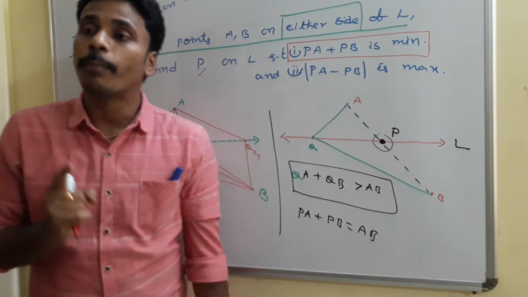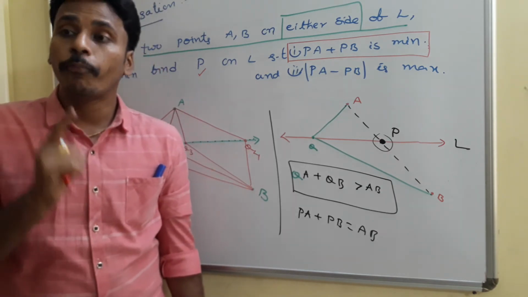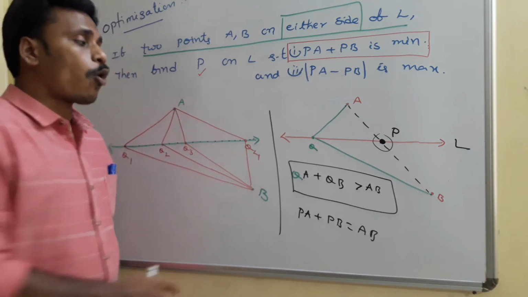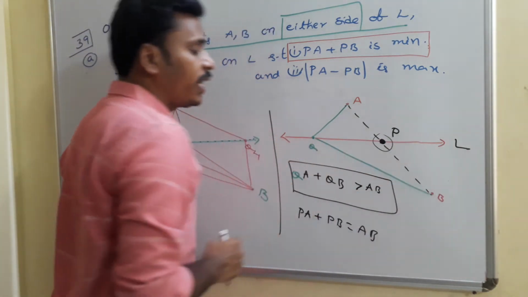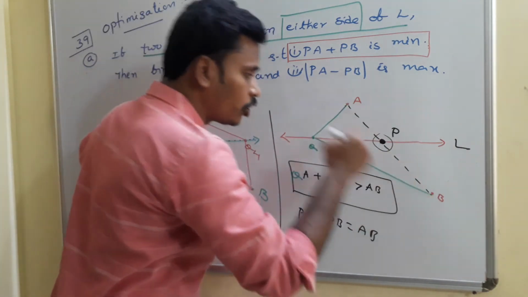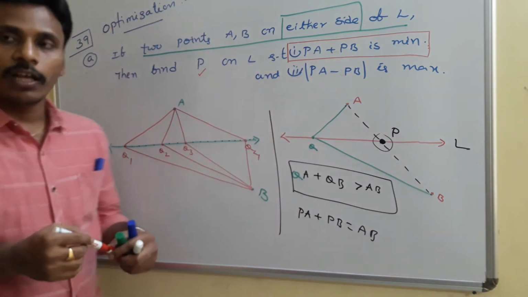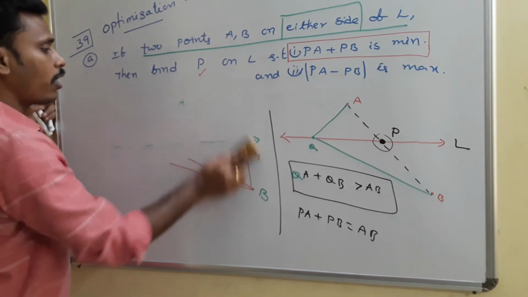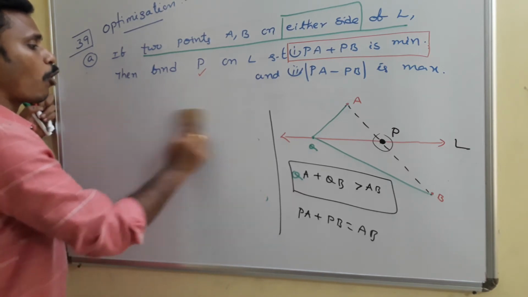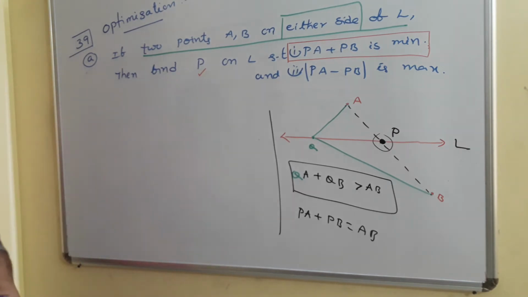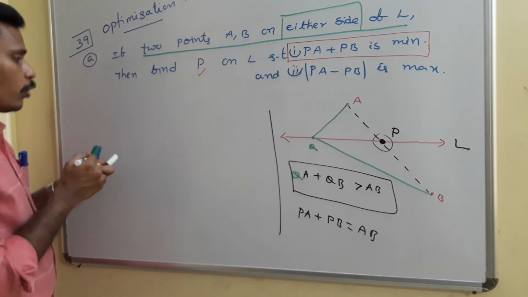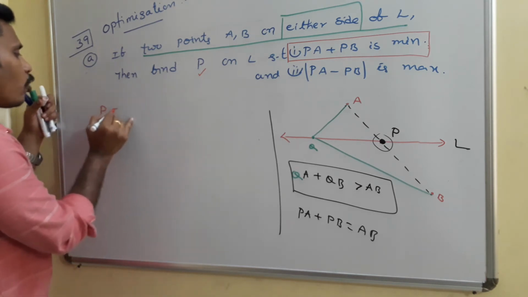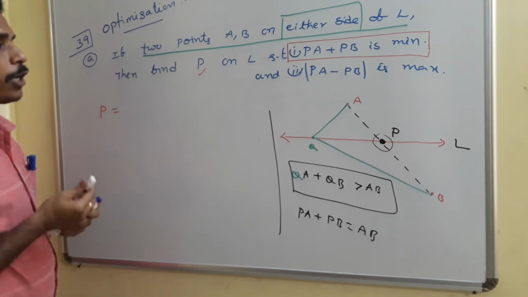See, that PA plus PB is minimum if P is the point of intersection of the given line L with the line segment joining AB. Is it clear? So I will erase this and I will tell you how you can find P. If you have a problem related to this, and they ask you to find P, you need to calculate that P just by using this particular logic.